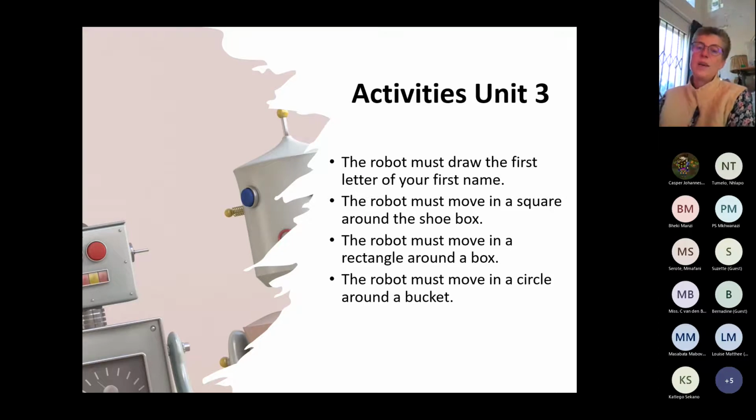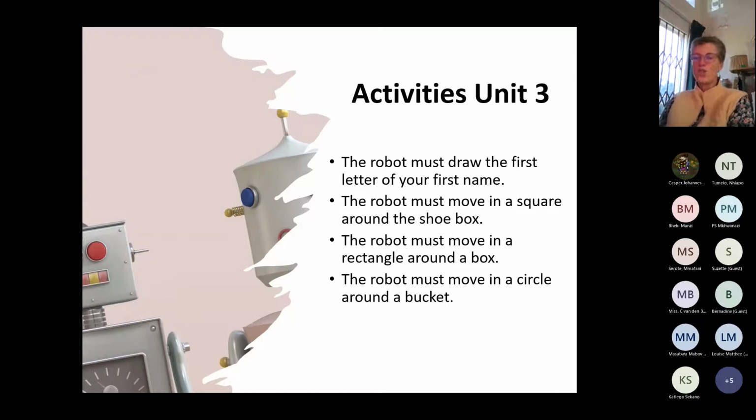Okay. The other activity you can do is, how does the robot move around a square shoebox? A rectangular shoebox is normally 2 long sides and 2 short sides, but a square one, you do the same thing 4 times. A rectangular one, you've got to do a short side, a long side, a short side, a long side.